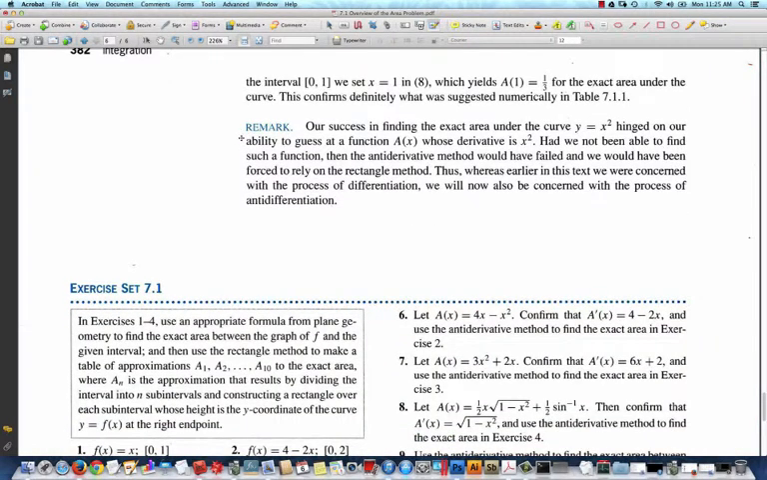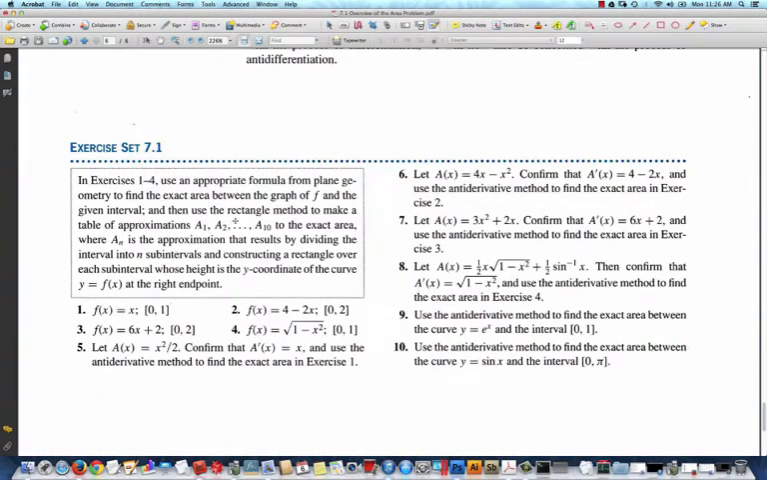Just a quick remark. Our success in finding the exact area under the curve y equals x squared hinged on our ability to guess a function a of x whose derivative is x squared. Had we not been able to find such a function, then the antiderivative method would have failed, and we would have been forced to rely on the rectangle method. Thus, whereas earlier in this text we were concerned with the process of differentiation, we will now be concerned with the process of anti-differentiation. Okay, let's do problem 1 together.